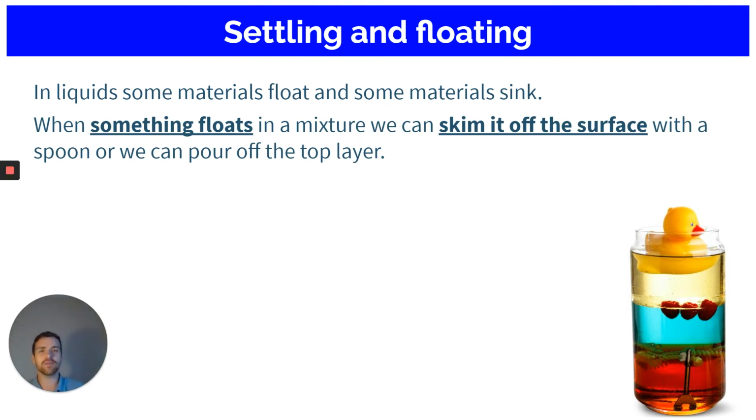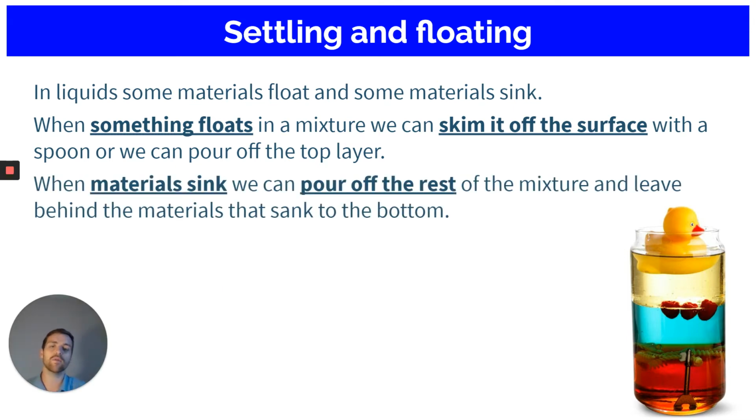When something floats in a mixture, we can skim it off the surface with a spoon, or we can pour it off the top layer. When materials sink, we can pour off the rest of the mixture and leave behind the materials that sank to the bottom. All right. So that's what the slide says. Let me explain what it means.